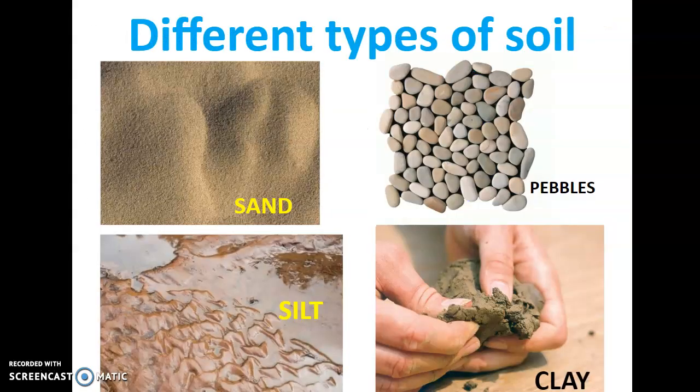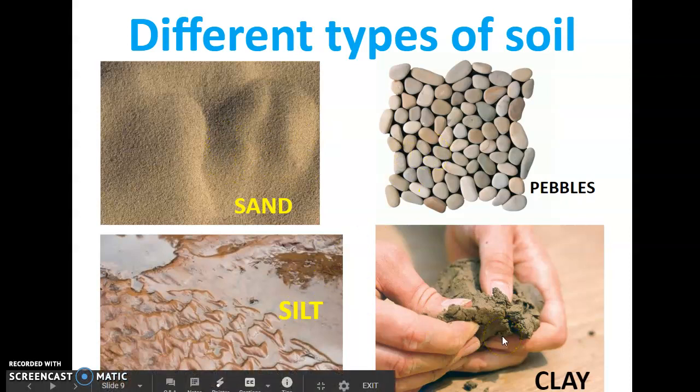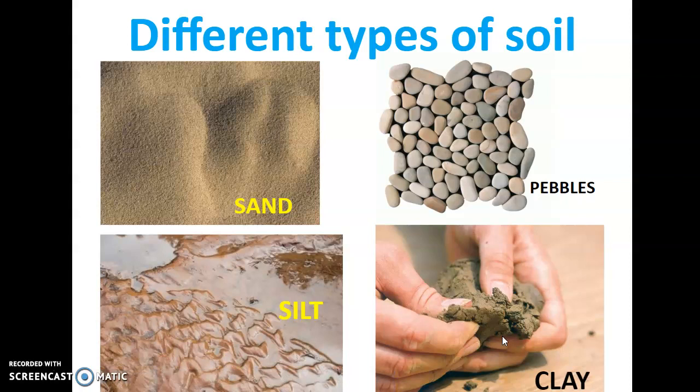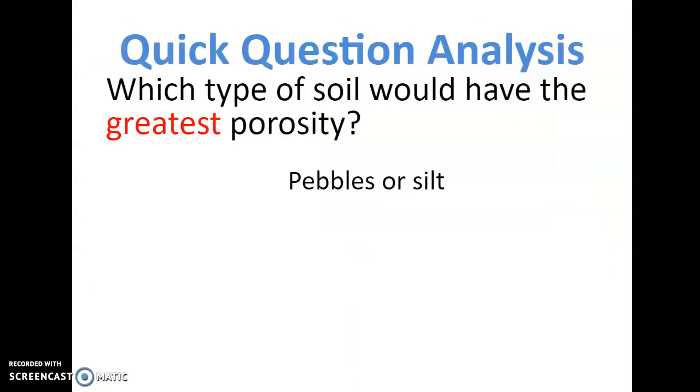So there are 4 different types of soil, which we'll talk about: sand, pebbles, silt, and clay. If you've already completed the soil formation triangle independent practice, you guys probably have heard of these types. You might have seen loam, sandy loam, clay loam, all these things. There are many different types of soil, but there are 4 main categories which we'll talk about.